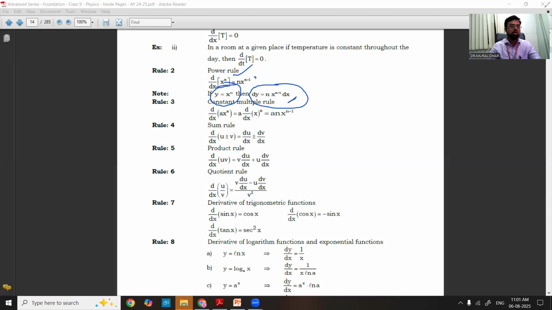That is the second rule. In that case, it is called the power rule. Power rule: when the power is there, how to get the derivative or differentiation.